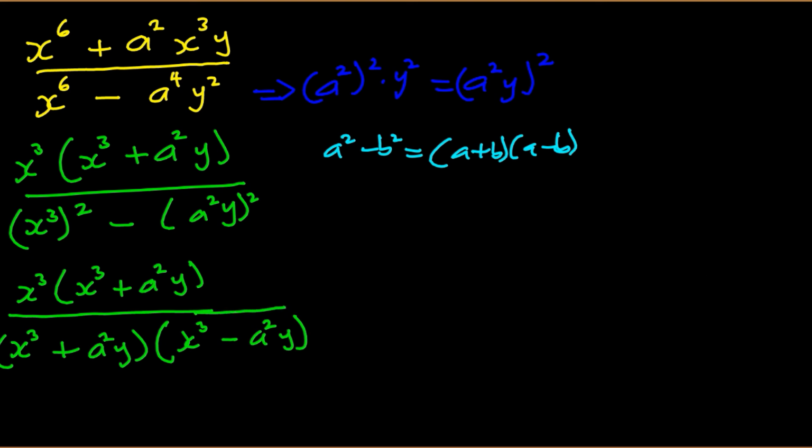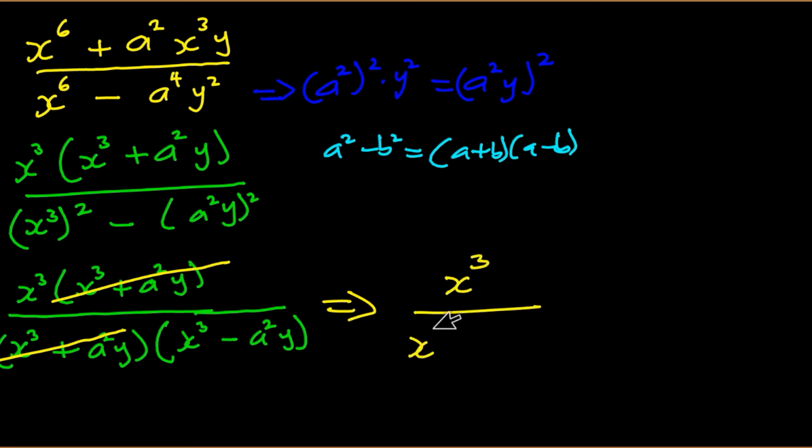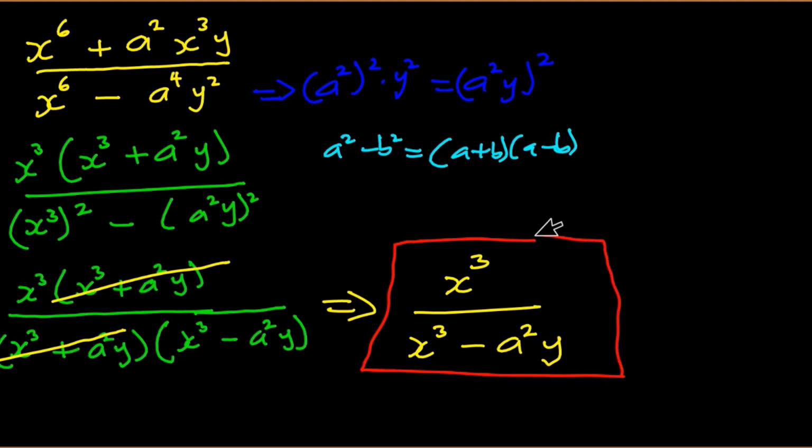Right. So straight away you can see that this x^3 + a^2 y will take care of this one. So we have x^3 over x^3 minus a^2 y. So guys, this is our final answer, x^3 all over x^3 minus a^2 y.